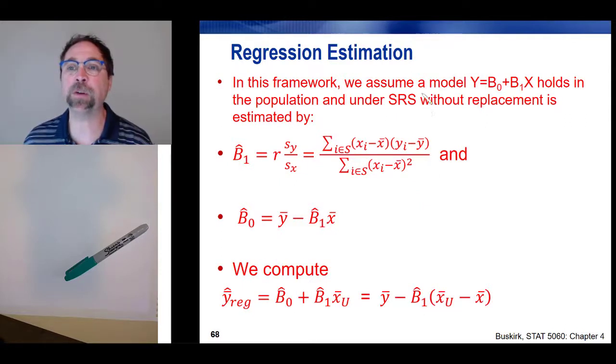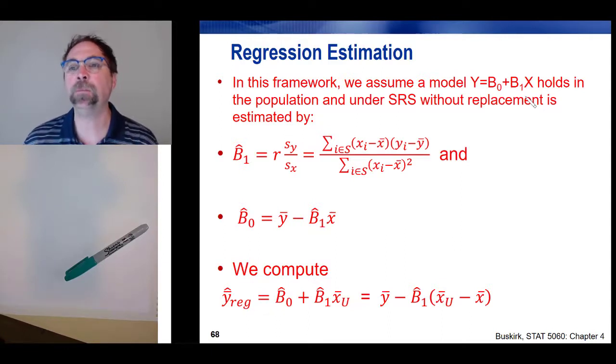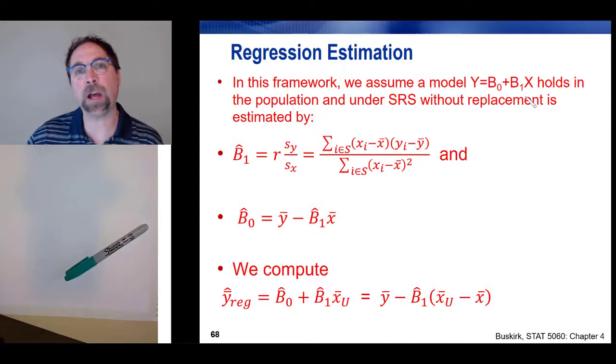So in this framework, we're going to assume that we have this kind of model in the population. So we've got the capital Y variable, which is all the outcome variables for any unit in the population. B0 is the intercept of the regression line that goes in the population. B1 is the slope, and X is the auxiliary variable.